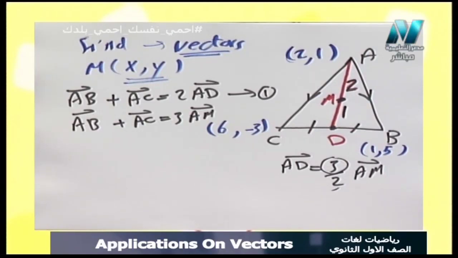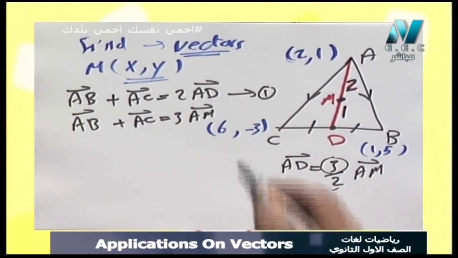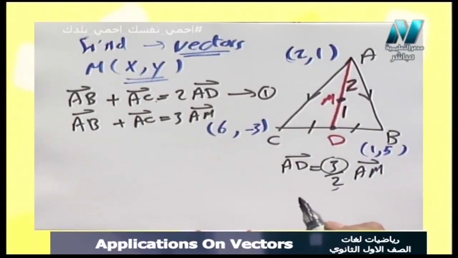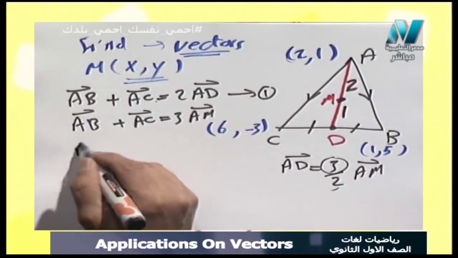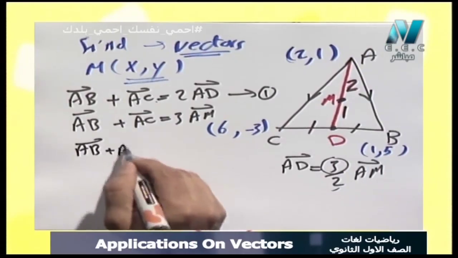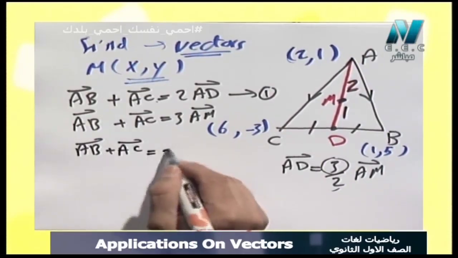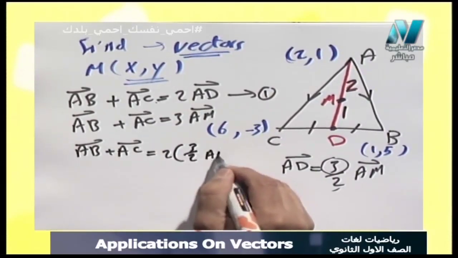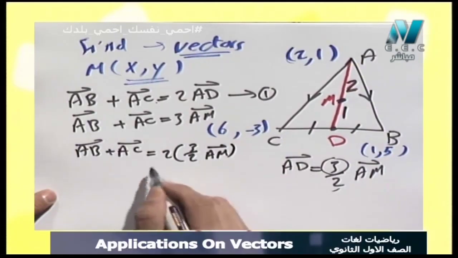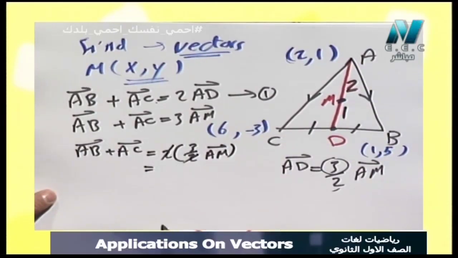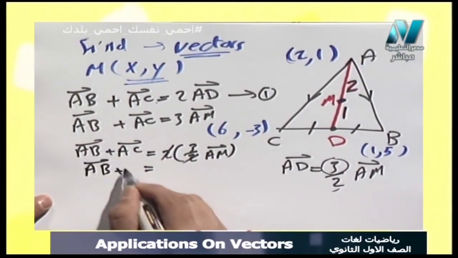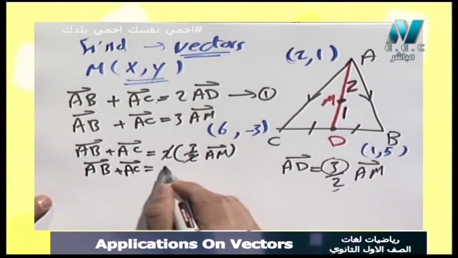And we know that AB plus AC here equals double AD. So we will get AB plus AC equals 2 multiplied by what? Multiplied by 3 over 2 AM. So by multiplying, 2 cancels with 2, and we will deduce that AB plus AC equals 3 AM.